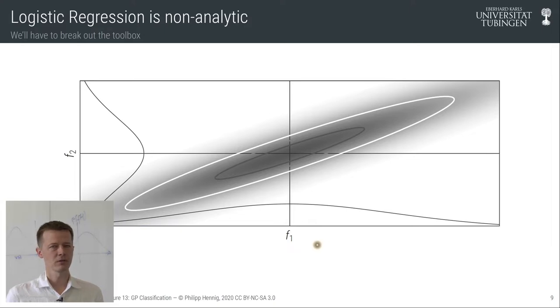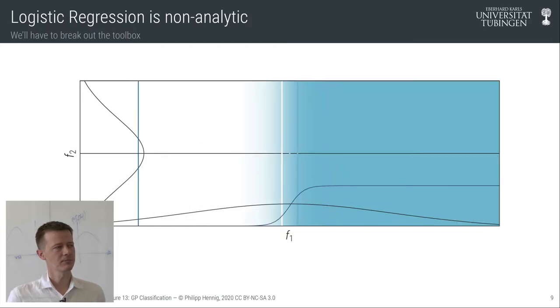Now let's say we observe a training datum at location number one. So let's say we observe class plus one, the positive class. Our likelihood says that the probability for this to happen is given by the logistic function of F1. So here is this logistic function in blue, that's our likelihood function. So to get our posterior, we have to multiply this Gaussian distribution with this blue likelihood function.